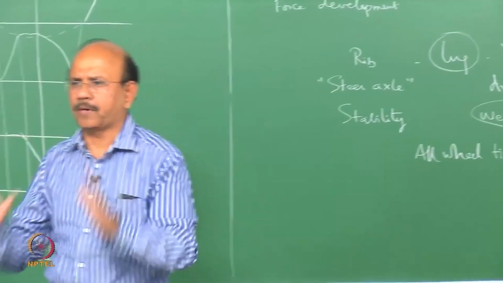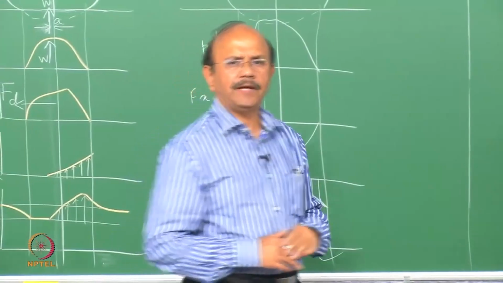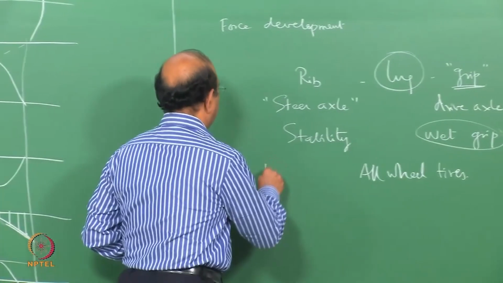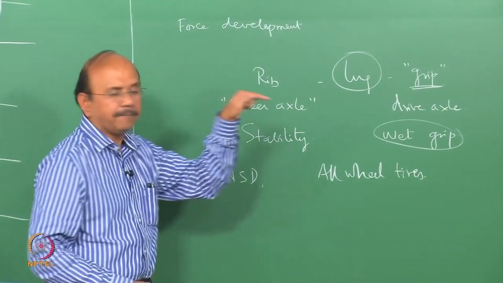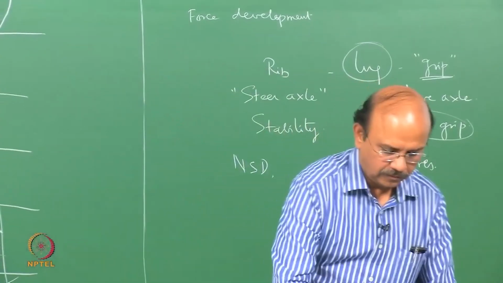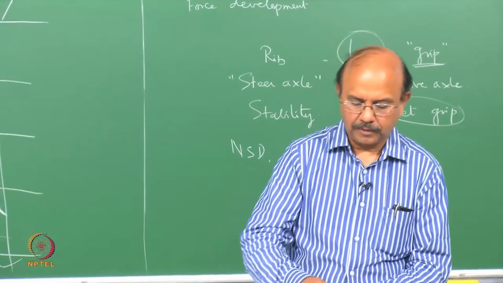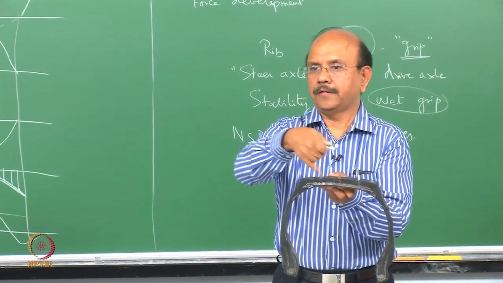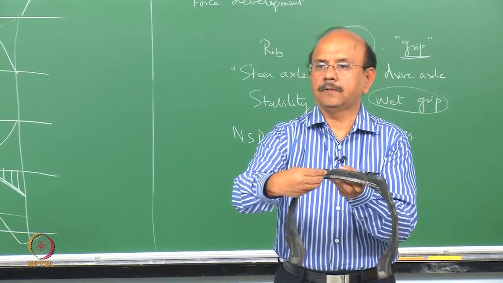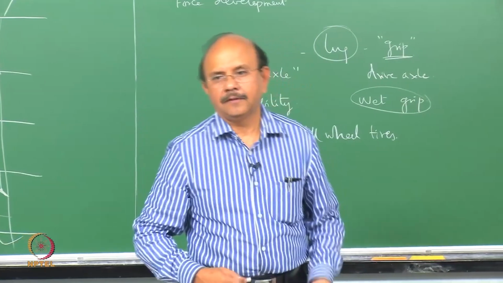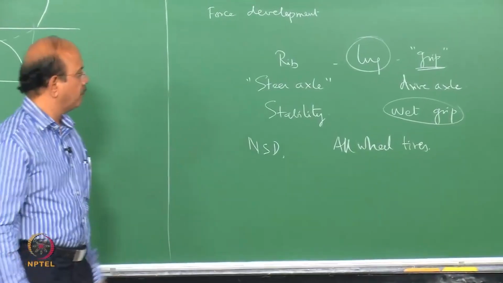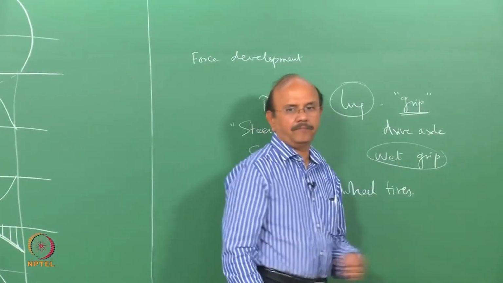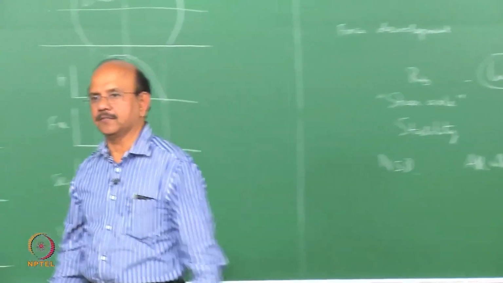Usually the rib tires, there's no rule, I'm talking about the usual practice, usually have a lesser non-skid depth. This is called NSD, non-skid depth. Non-skid depth is this depth which is in the groove. Do you understand that? That is the non-skid depth. So the non-skid depth, or NSD as it is called, is usually for a rib tire lower than that of the lug tire. This is usual practice.